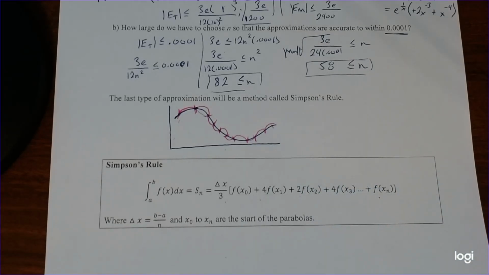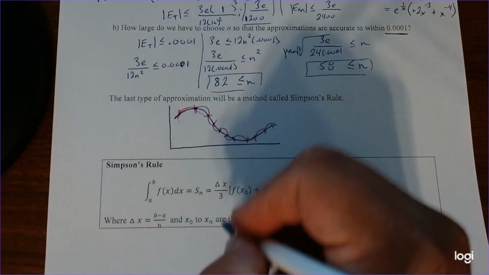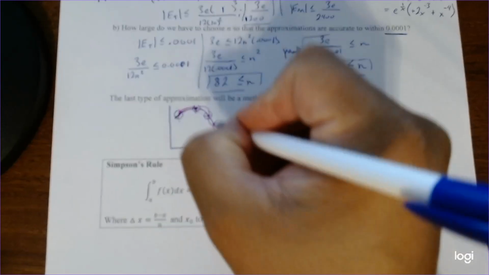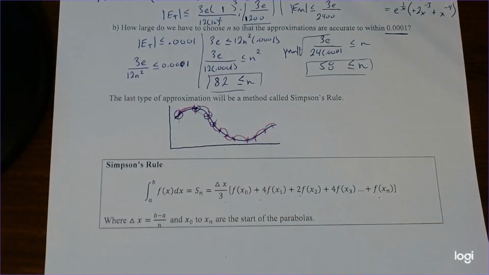Okay. Where again, delta x is the change of b minus a over n, and x1 and so on are the start of the problem itself. So x1 is right here, x2, x3, and so forth down the line.